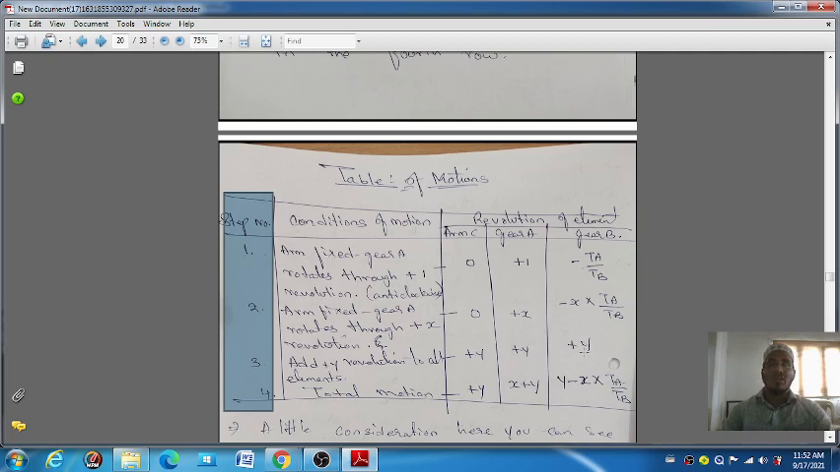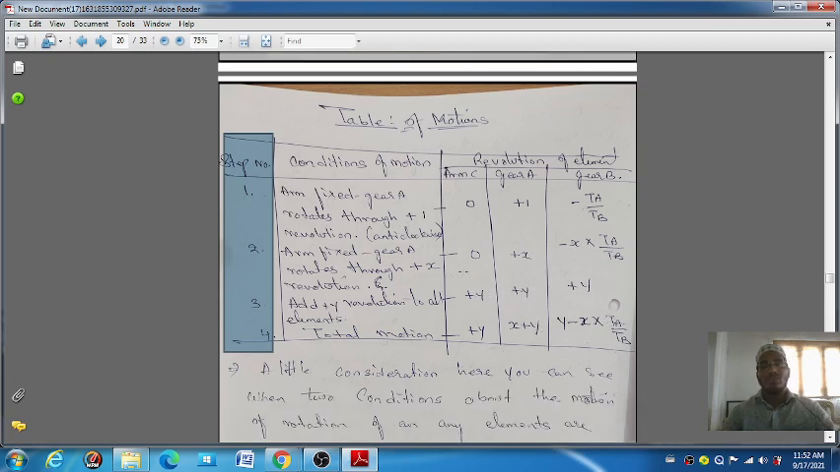Okay, why are we not taking minus here? Because we are adding another revolution, plus Y, here. That's why we are not taking the minus on these two gears. So it is Y minus X into TA by TB. Like this we have to find the tabular motion.